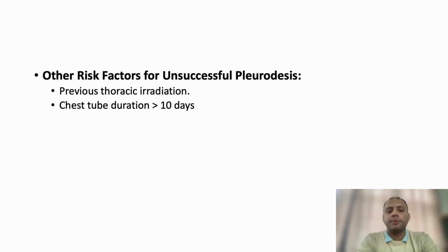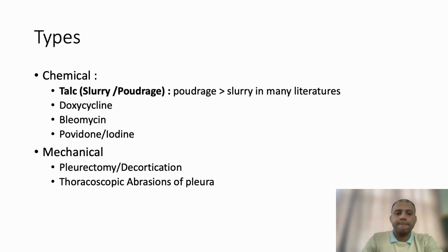And other risk factors, these are not contraindications but risk factors for unsuccessful pleurodesis. They can be previous thoracic irradiation and chest tube duration of more than 10 days. Now the types of pleurodesis: we can see there are two types of pleurodesis, chemical as well as mechanical.